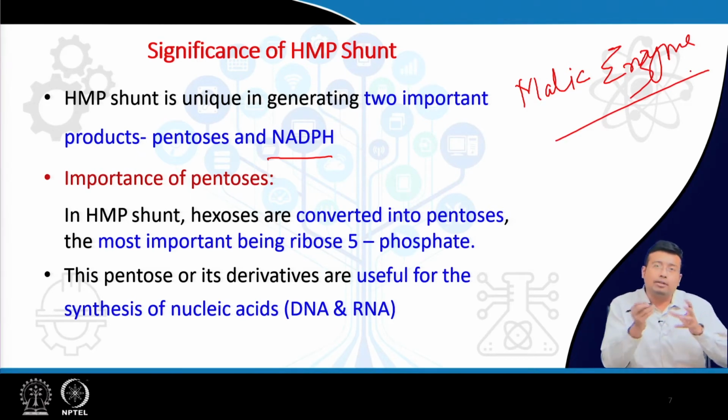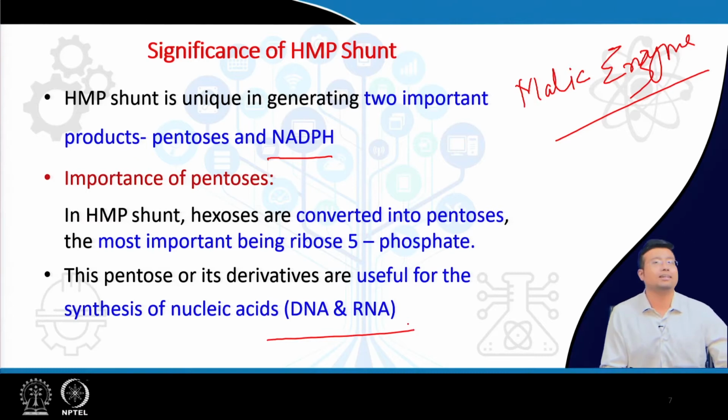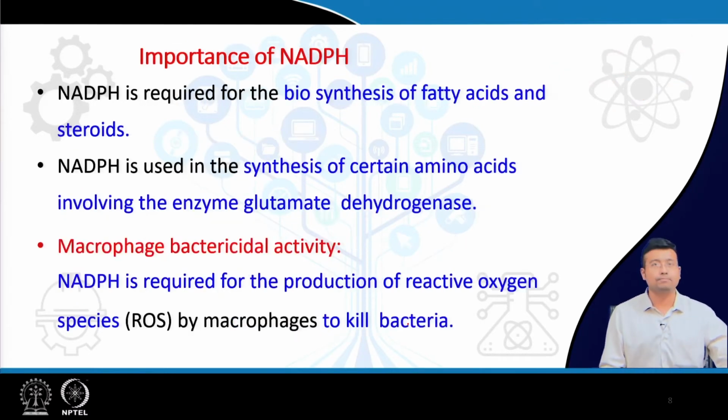The hexoses are converted to pentoses. We already know how hexoses are rearranged to pentoses, and it is important in synthesis of DNA and RNA. Deoxyribonucleic acid and ribonucleic acid are the very fundamentals of life, the very fundamentals of which DNA, genes and chromosomes are made, right? DNA makes chromosomes after supercoiling. So, those ribonucleic acids are derived from ribose, which is a pentose produced from the HMP shunt.